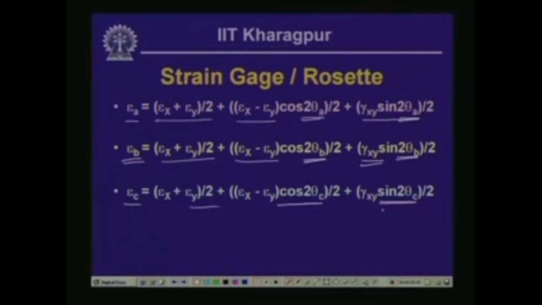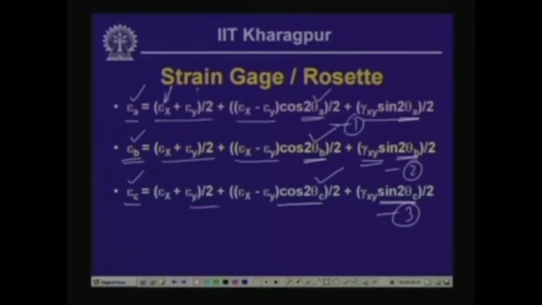Now, you see we have three equations, equation 1, equation 2 and equation 3, and out of these three equations we know the value of epsilon A, epsilon B and epsilon C. Also, we know the orientation angles theta A, theta B and theta C. Since these six parameters are known, the unknown parameters epsilon x, epsilon y and gamma xy can be evaluated from these three equations. So, we can compute epsilon x, epsilon y and gamma xy from these equations.